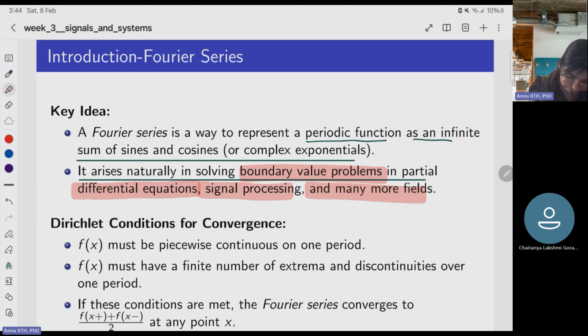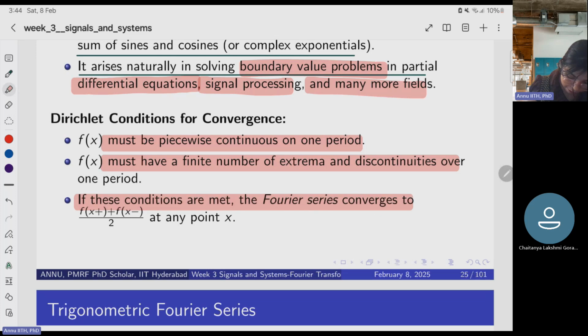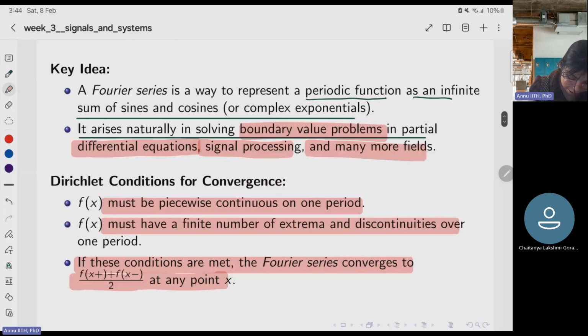It is helpful in many more fields. Dirichlet's condition again: the function should be piecewise continuous on one period, it should have a finite number of extrema and discontinuities, and the Fourier series converges to this particular point. You should remember these things.